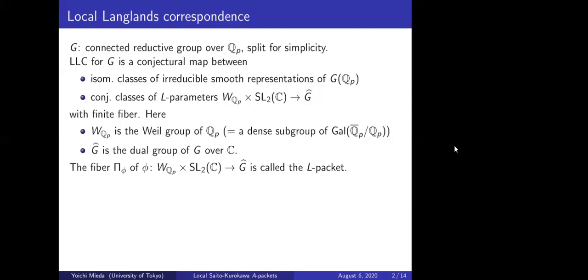So the local Langlands correspondence is a map from this, which is in some sense the local automorphic side, to this, the local Galois side, and there is a map from the automorphic side to the Galois side with finite fiber, and the fiber of this phi is denoted by Pi_phi, and is called the L-packet attached to this L-parameter.